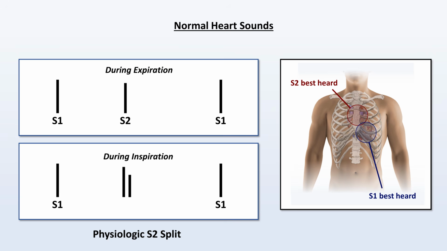When the two components of S2 can be distinguished from one another, the aortic component is known as A2 and the pulmonic component is P2. To determine that the degree of split is normal and not excessive, it requires a lot of practice, but in short, a normal physiologic split S2 is just barely perceptible by most examiners.